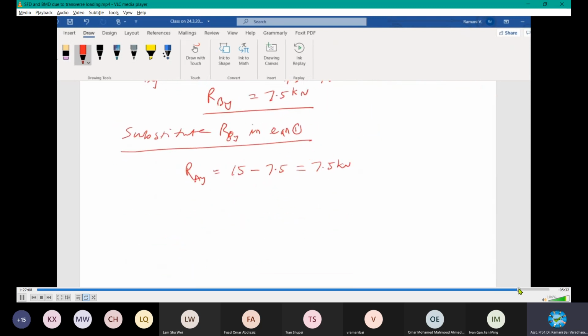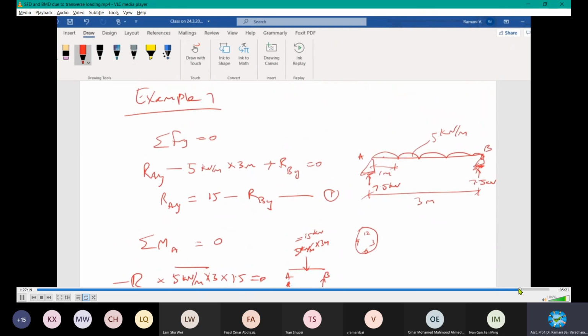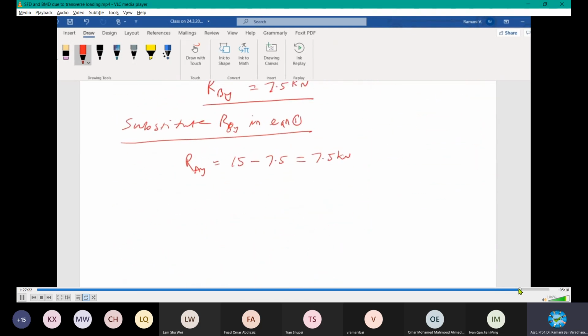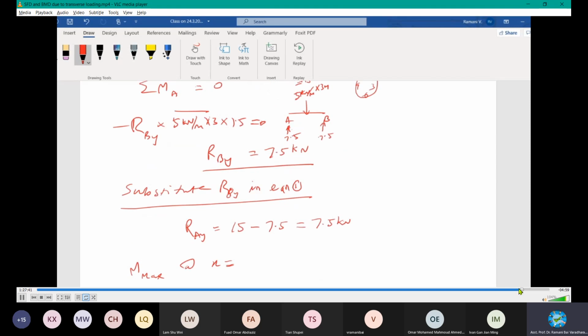You can also counter check your answers like this, and then moments, similar to this. Then by applying moments, because it's one member, we can find the maximum bending moment at the middle. For others, you have to find out the x value where it is occurring. I will teach you how to do that. For now, M max at x equal to distance.